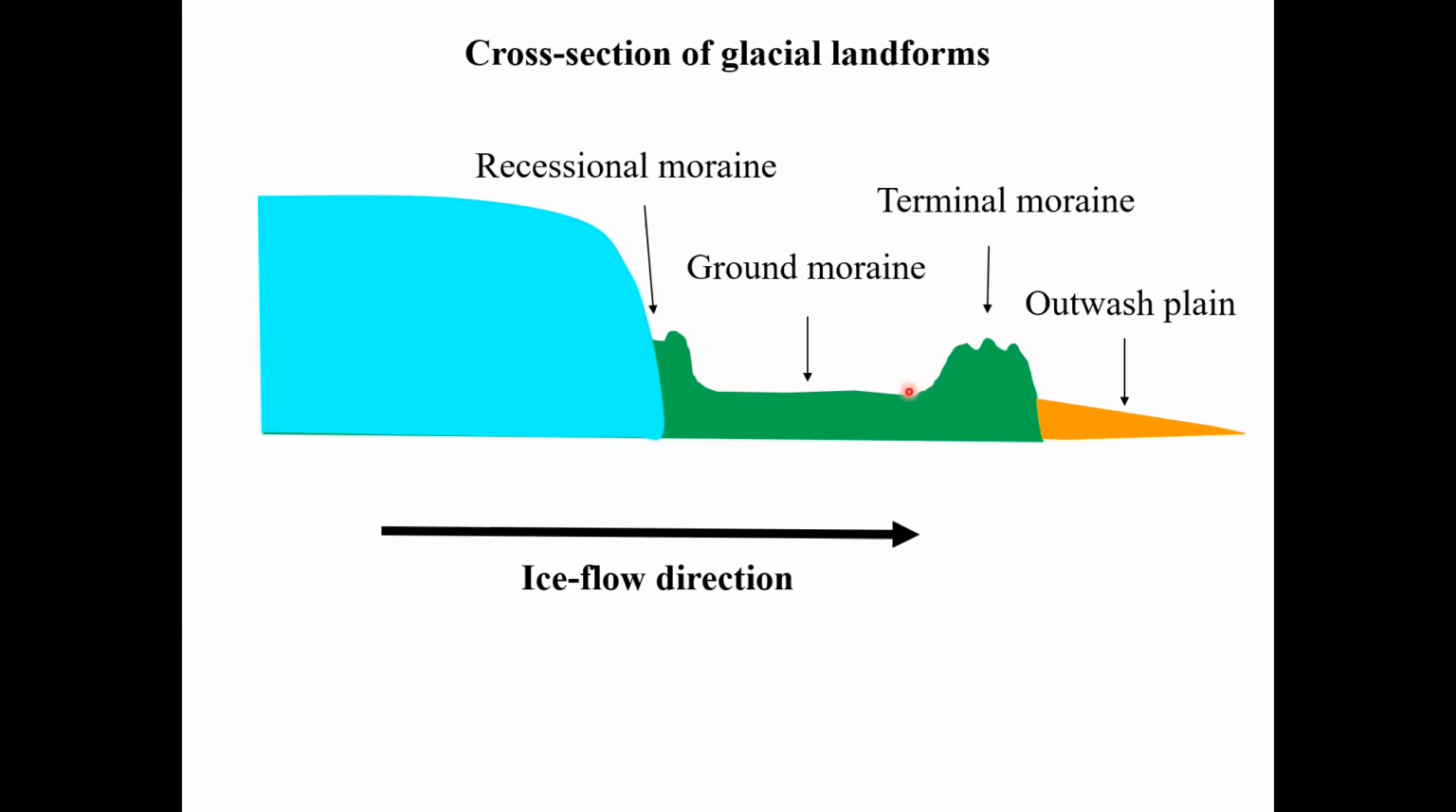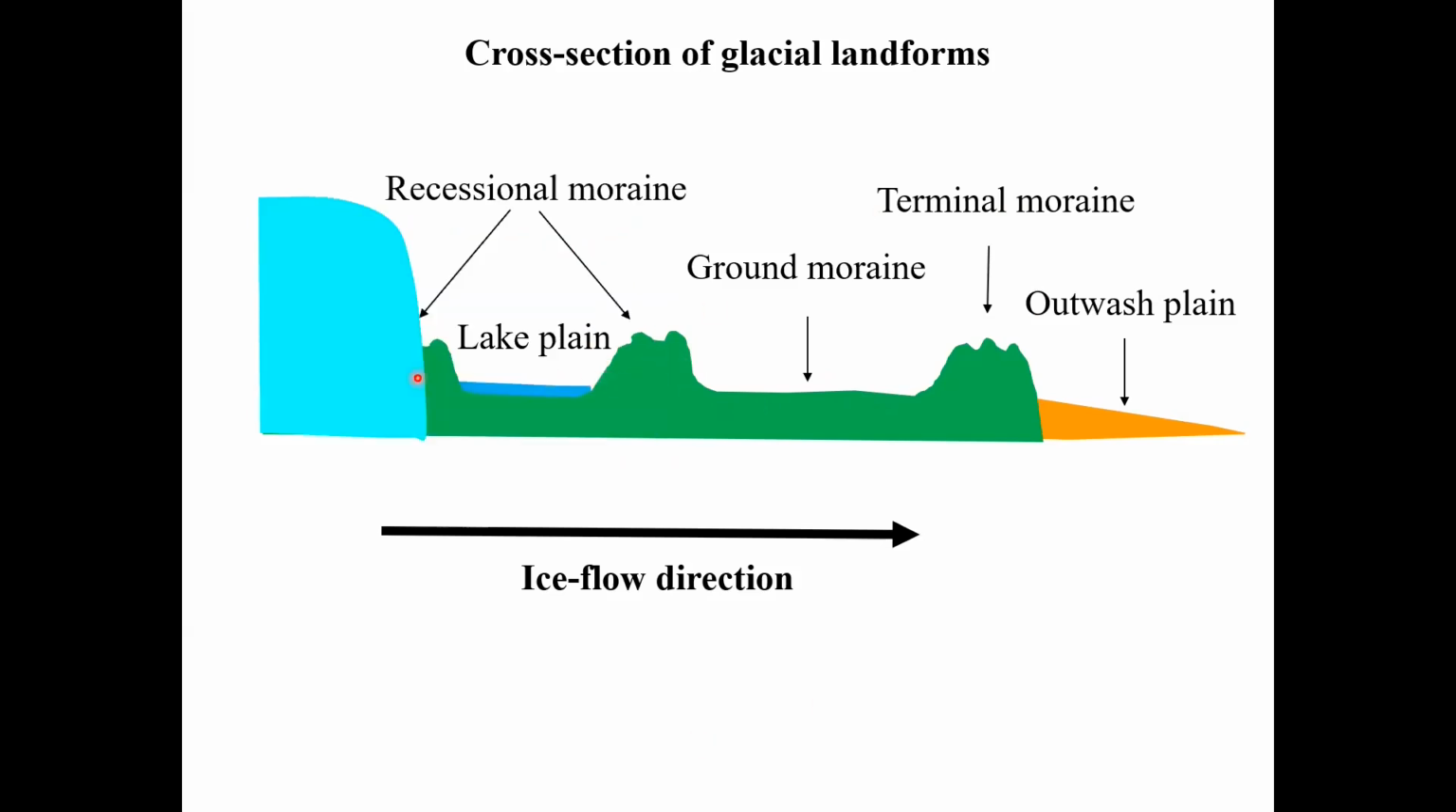And we're going to deposit what's called ground moraine. This is just an area of till that's flatter. Then the recessional moraines form the same as the terminal moraine. Advance is going to equal melt, and the ice will be here for several hundred years, and it's going to construct this ridge of till. Ice is going to melt faster than it advances. Again, we're going to get another ground moraine.